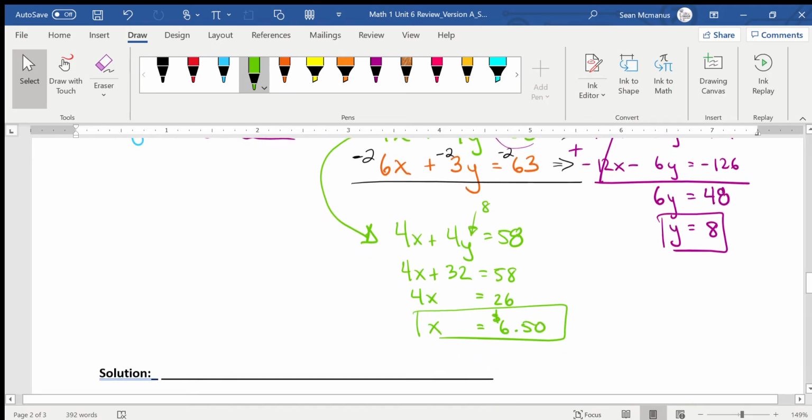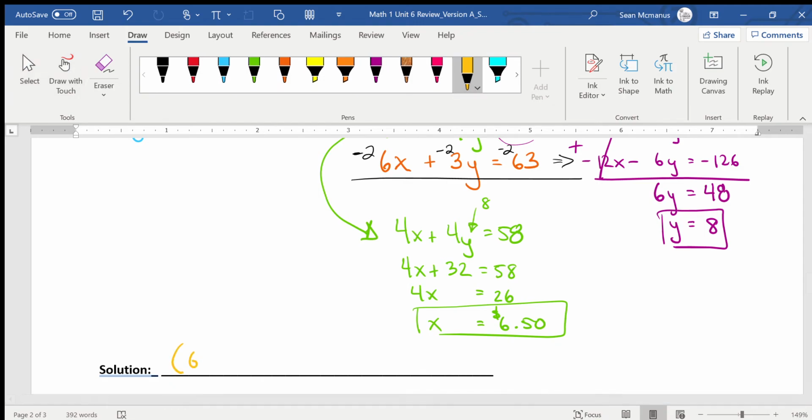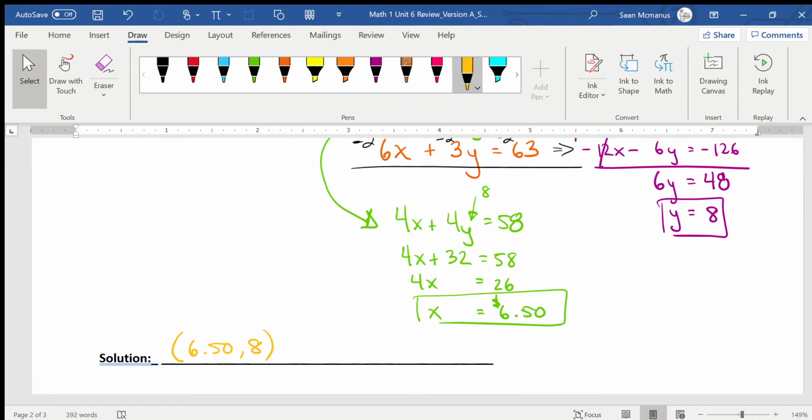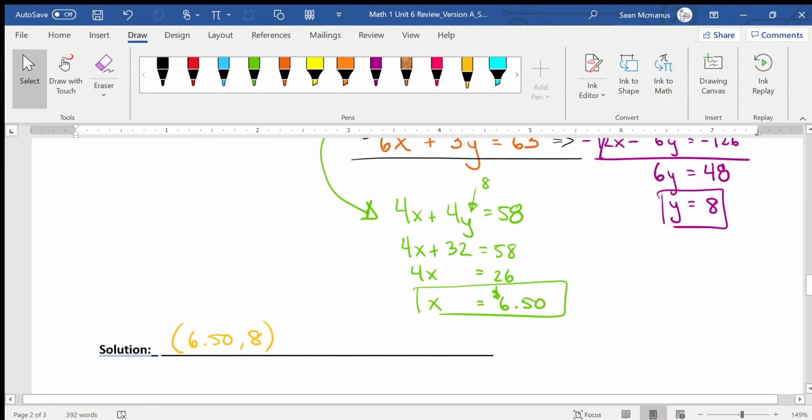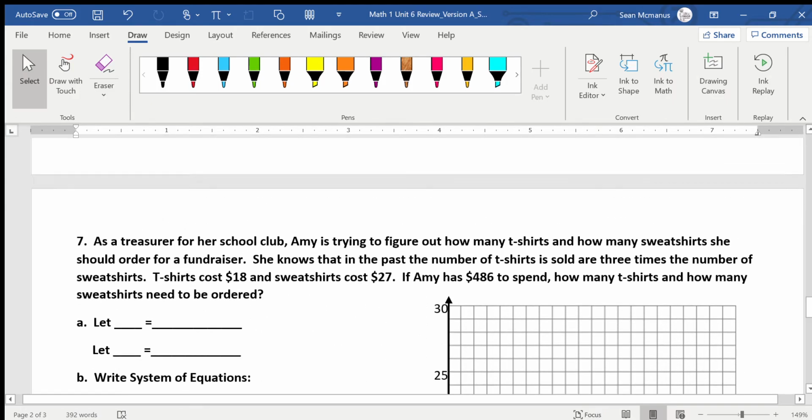And so my solution, I should probably write my solution this way. All right, that's what we've been practicing. It's an ordered pair, right? They happen at the same time. All right, we've got one more problem.